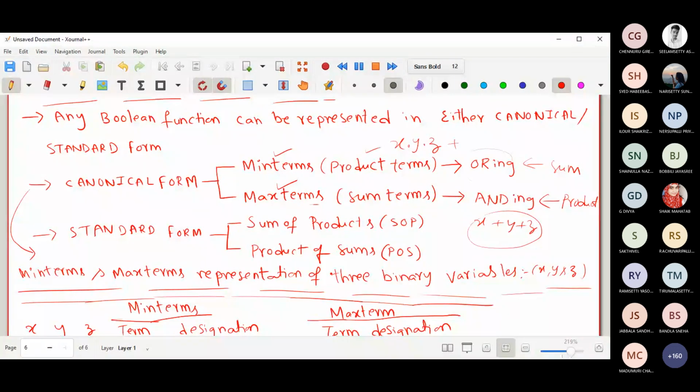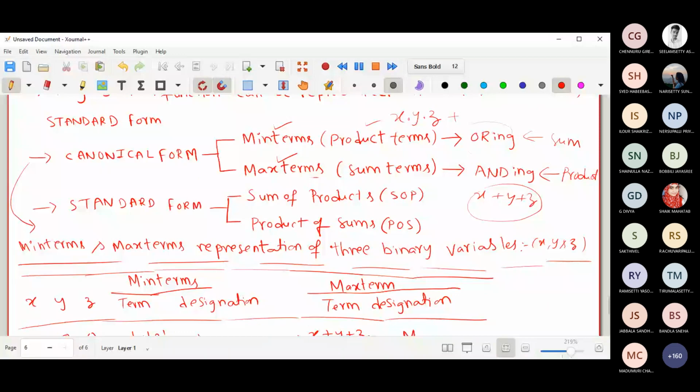Or another is the standard form. We can represent any Boolean function by a standard form also. Standard forms are of two types. One is the sum of products form, short form SOP. The other is POS, product of sums form. These are the two forms. If the expression is in these two forms, that is a standard form.